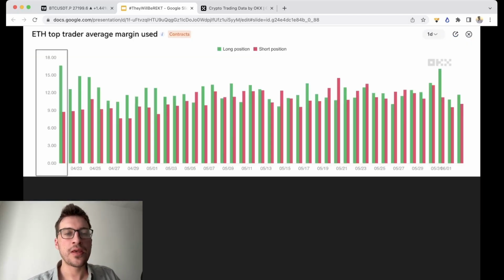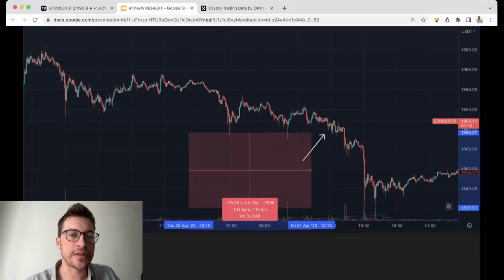Okay? Now let's go look at Ethereum. This one I had to show because it was so wild. Almost 17% of average margin used. That's wild for very large traders, because remember, this data is coming from top traders, which means top traders by volume, meaning very large sizes. A lot of people were taking risk on what was that, April 21st. Look what happened. April 21st was right here.